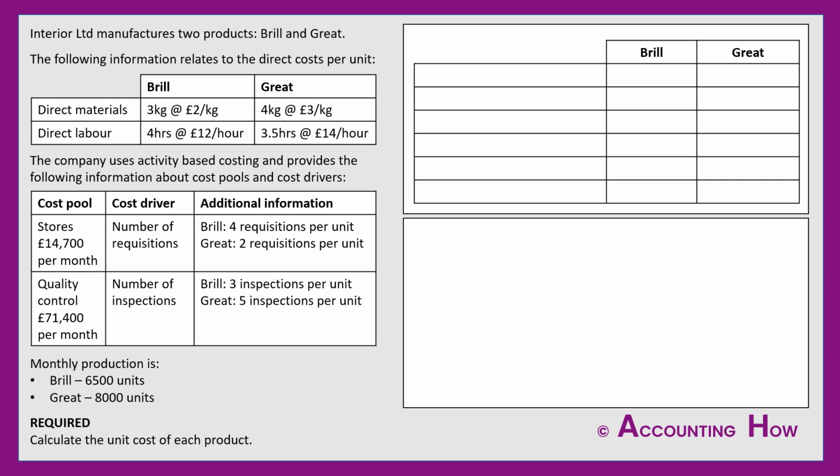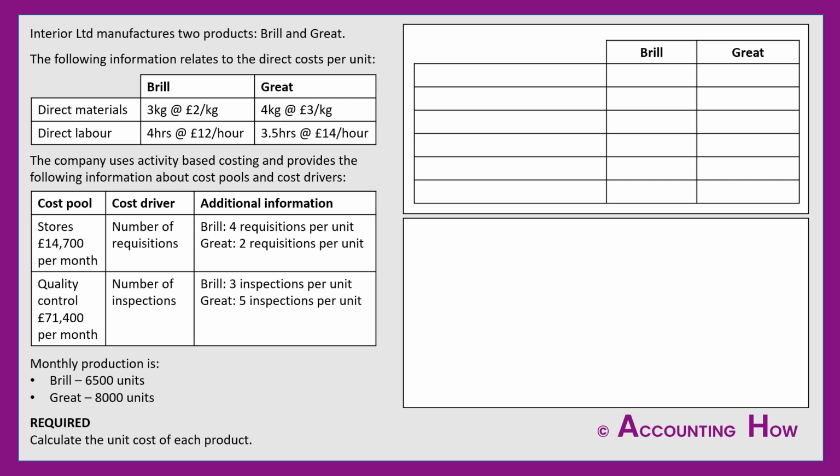The company uses activity-based costing and provides the following information about cost pools and cost drivers. So a quick look at this table, we can see there are two cost pools. A cost pool is a group of related overheads. So they appear to have a stores department, which is costing £14,700 per month. And they have determined that the cost driver is the number of requisitions.